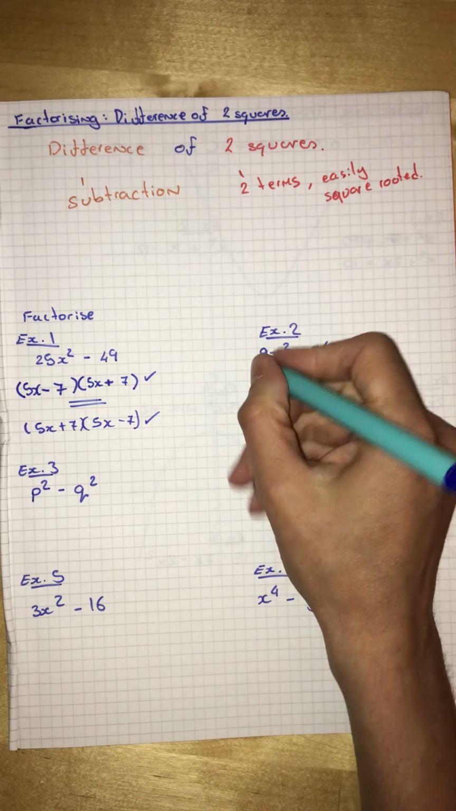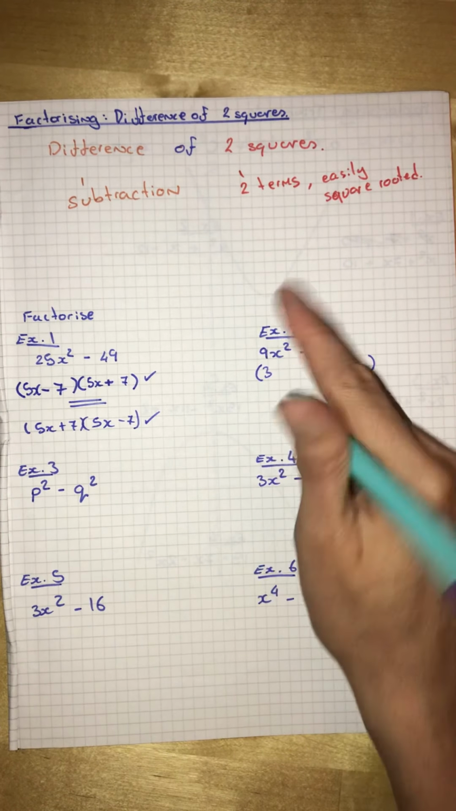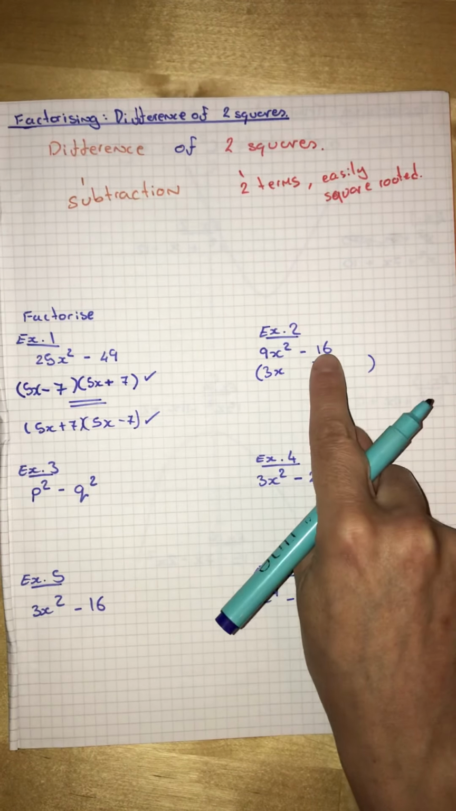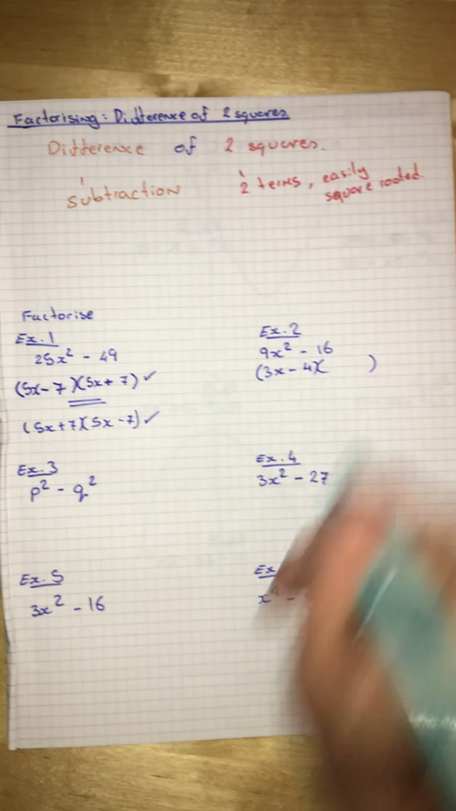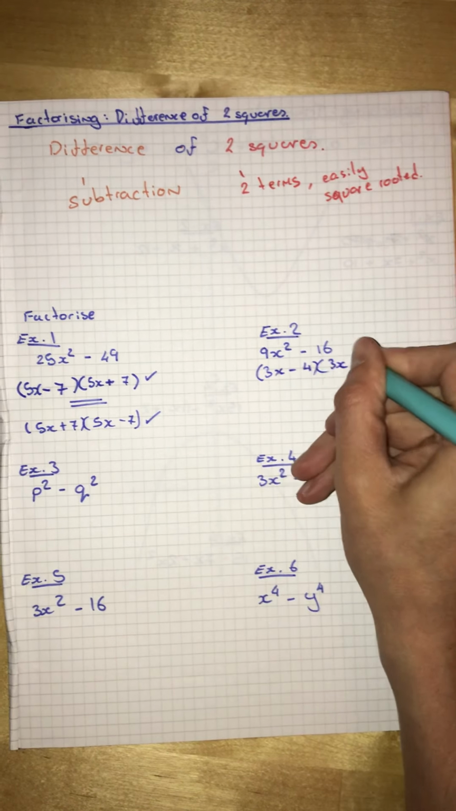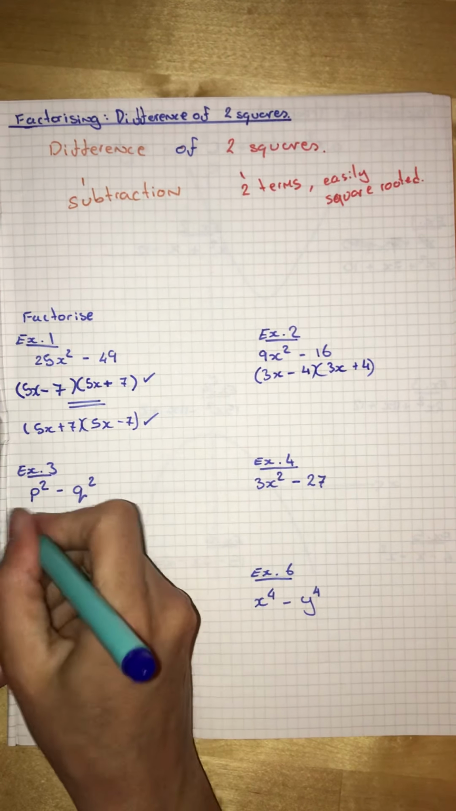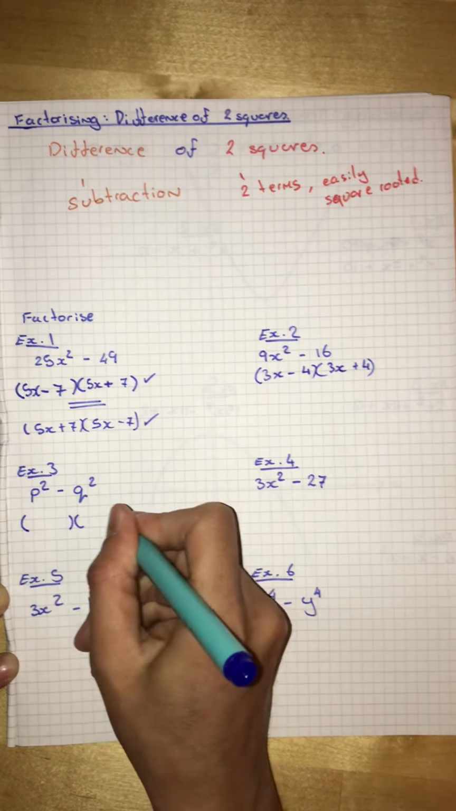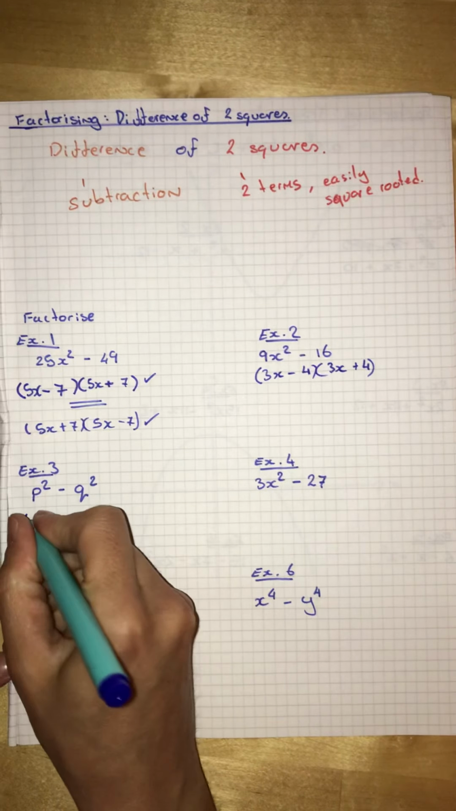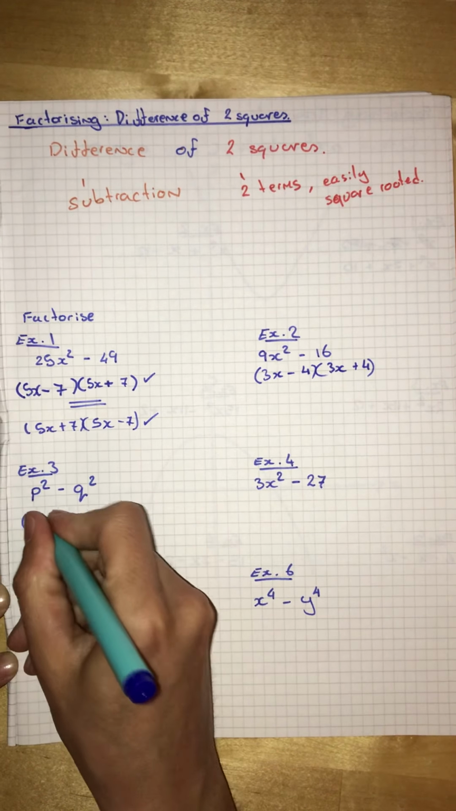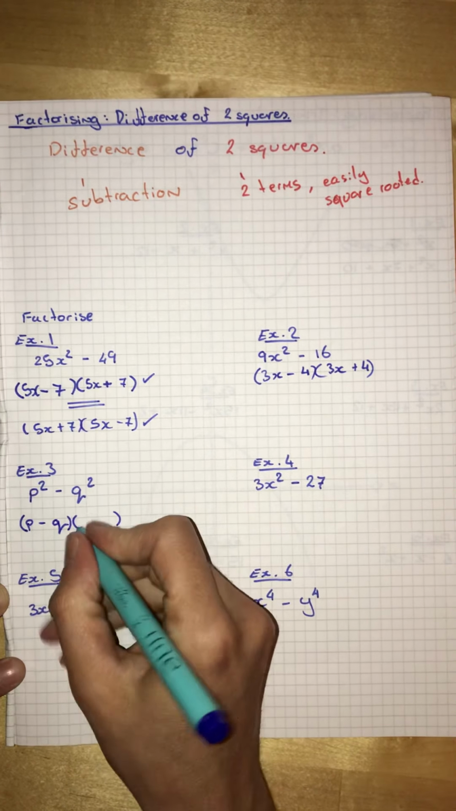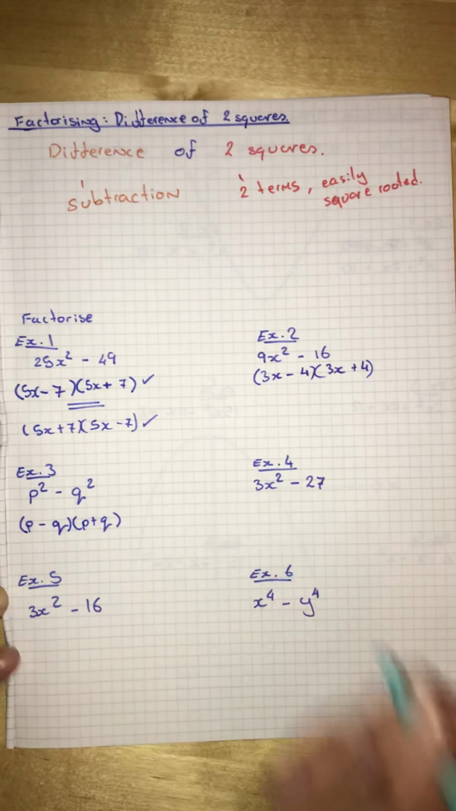Square root of 9, square root of x squared, square root of 16. So that means it's 3x plus 4, 3x minus 4. That's it. Two brackets, square root of p squared, square root of q squared. So then it's p minus q, p plus q.